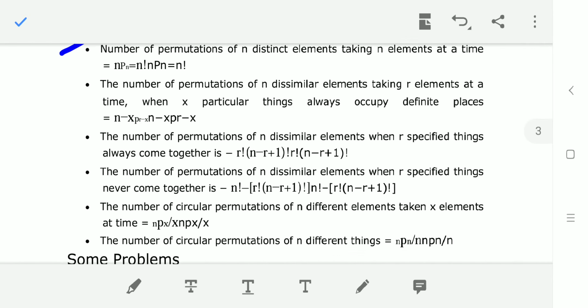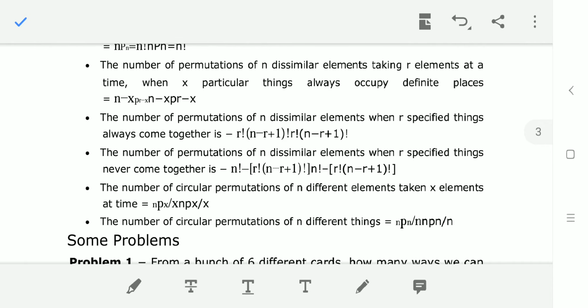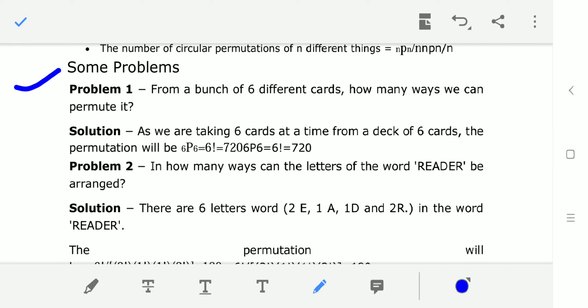In the same way, the number of permutations in different categories. Now there are some problems. Problem 1. From a bunch of 6 different cards, how many ways can we permute them? The solution is, as we are taking 6 cards at a time from a deck of 6 cards, the permutation will be P6.